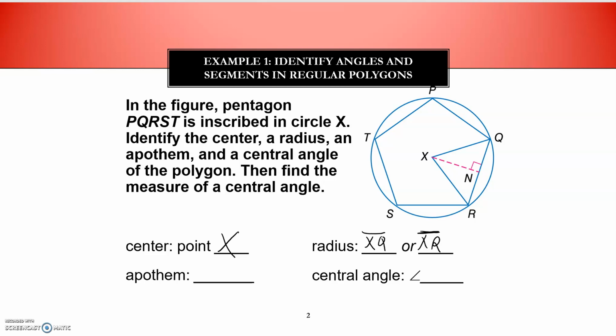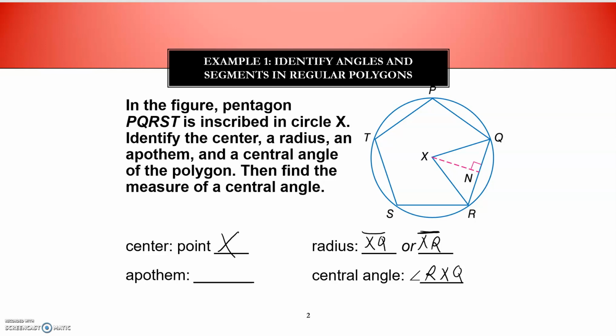Okay. Central angle is the same as what we've seen before, so we would say that RXQ is the central angle here. Again, if you draw radii to other points, you would have other central angles. The last thing that I sort of skipped over is this idea of apothem, or apothem, as you will sometimes hear people say. An apothem is basically the height of a regular polygon. That's how we're going to use it in our formulas.